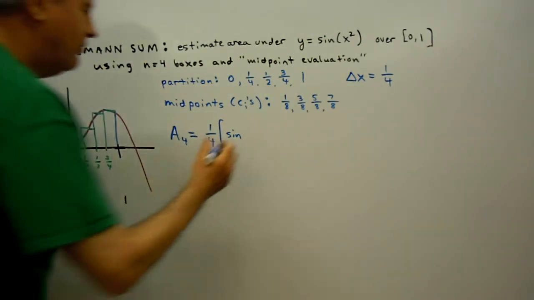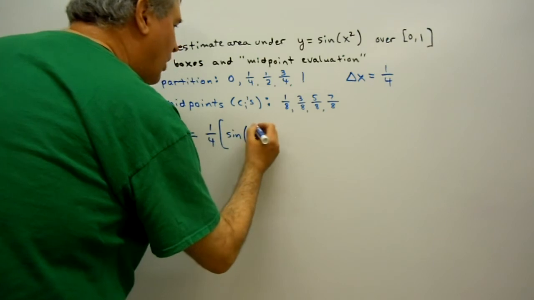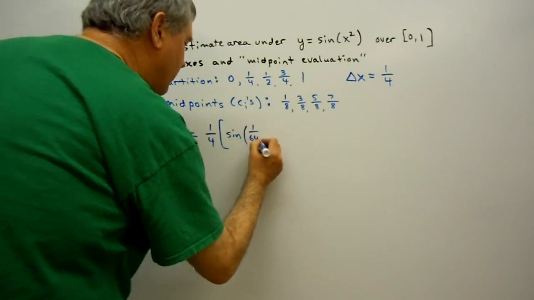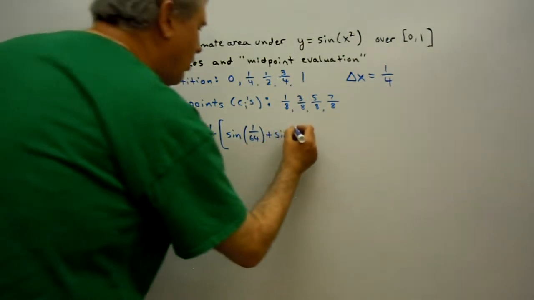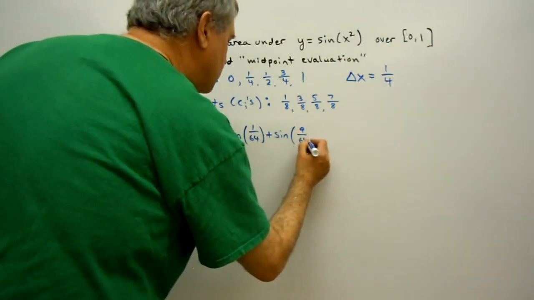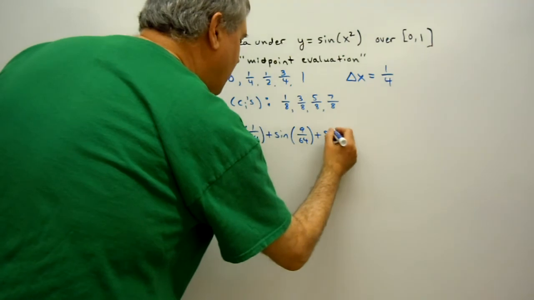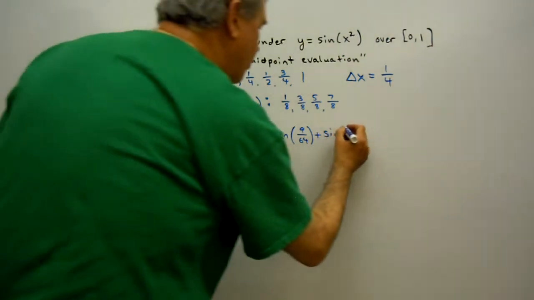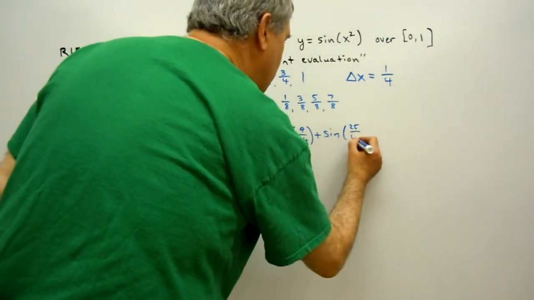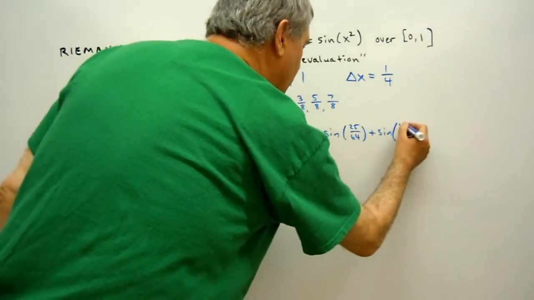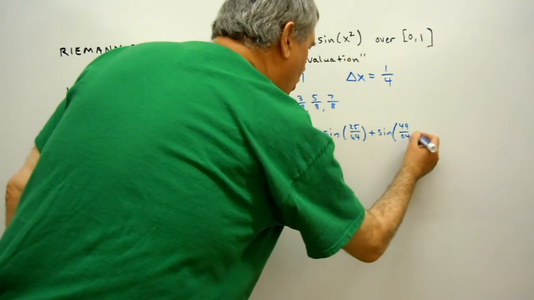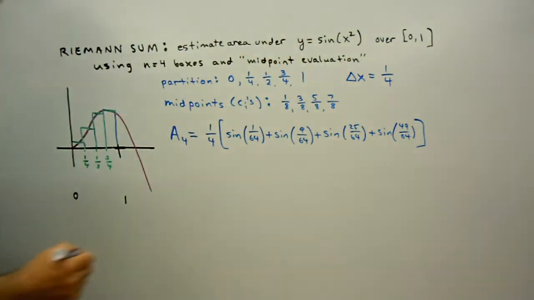Remember, it's x squared, so the sine of 1/8 squared is going to be the sine of 1/64. Then we have the sine of 9/64. The sine of 5/8 squared, which is going to be 25/64. And finally, sine of 7/8 squared, which is going to be 49/64.